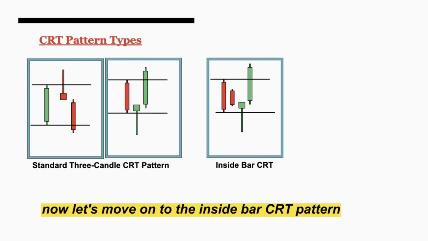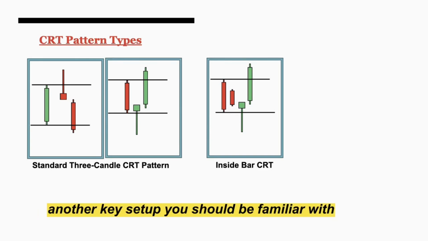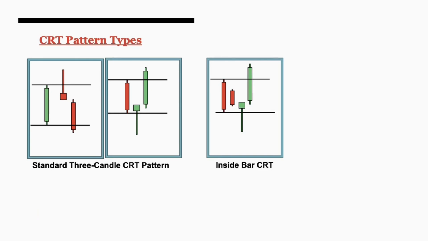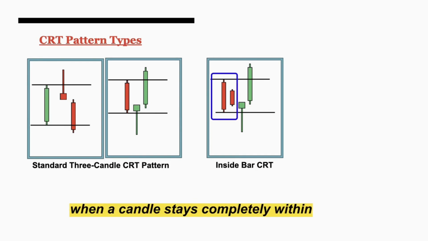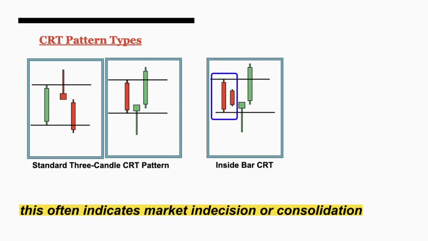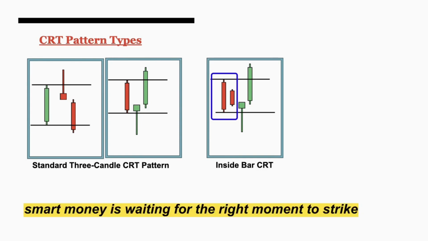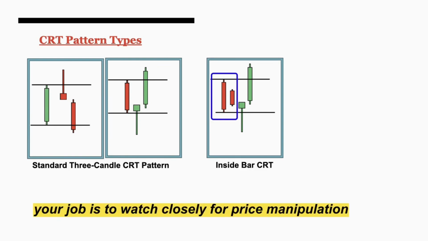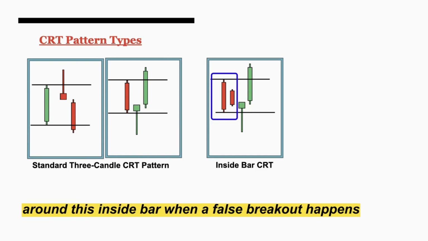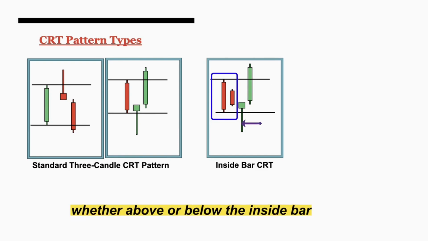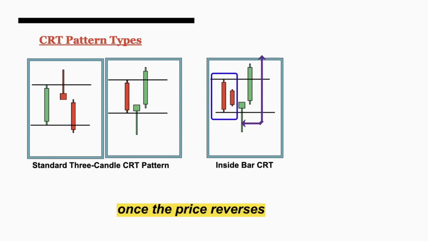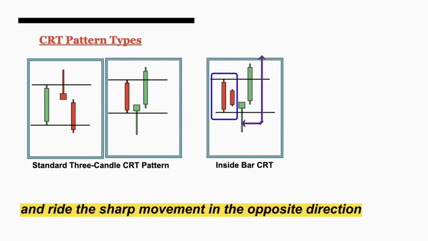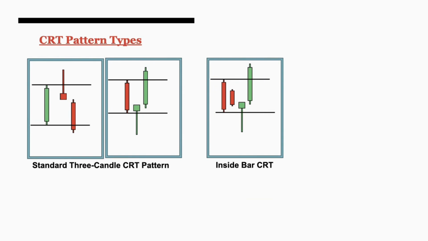Now, let's move on to the inside bar CRT pattern, another key setup you should be familiar with. Here's what happens. The inside bar forms when a candle stays completely within the range of the previous candle. This often indicates market indecision or consolidation. Smart money is waiting for the right moment to strike. Your job is to watch closely for price manipulation around this inside bar. When a false breakout happens, whether above or below the inside bar, that's your signal. Once the price reverses, it creates a perfect opportunity for you to jump into the trade and ride the sharp movement in the opposite direction.